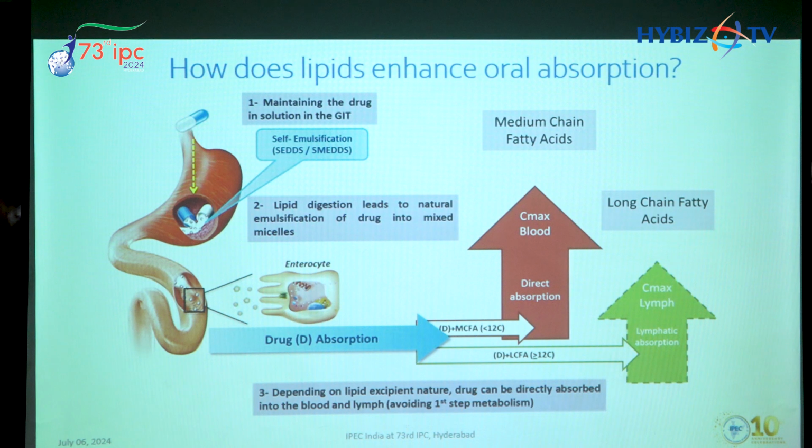So there is a myth that if you use lipid excipients, you can avoid first pass metabolism, but that is not the case. Your API should be lipophilic and should show affinity towards long chain fatty acids, and only then you will be able to bypass the first pass metabolism.